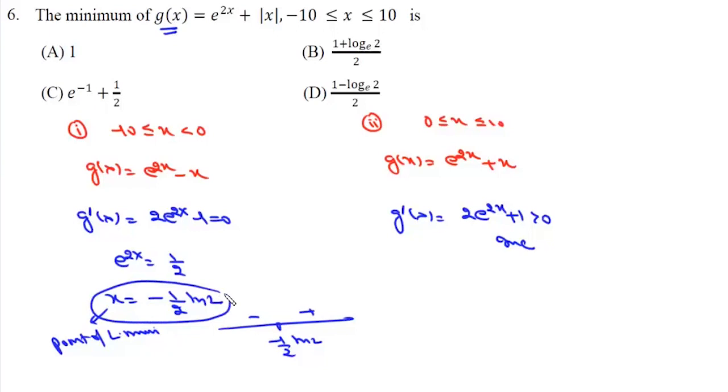So this function g(x) will have minima when the value of x is minus 1 by 2 ln 2. Now we need to find its minimum value. So the minimum value of g, when x is minus 1 by 2 ln 2, is e to the power 2x, and e to the power 2x in this case is 1 by 2, plus mod x, and mod x is 1 by 2 log 2, and that's your option B.